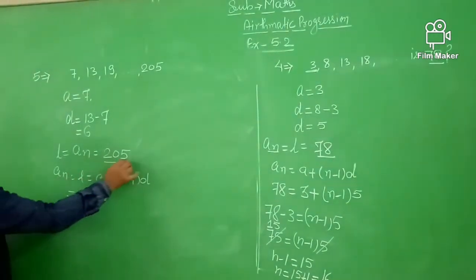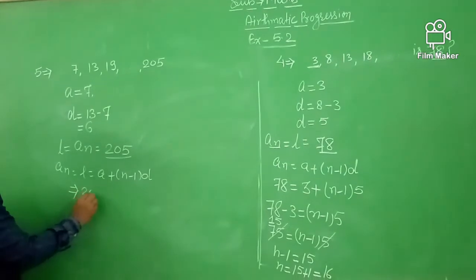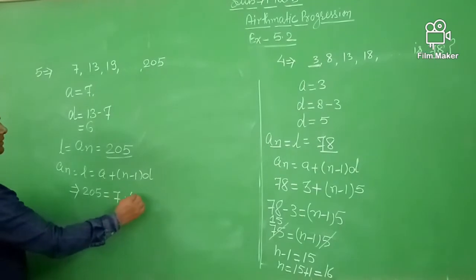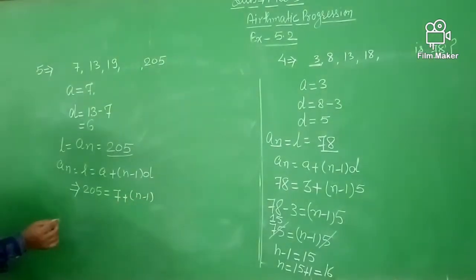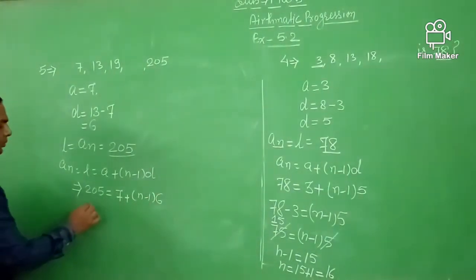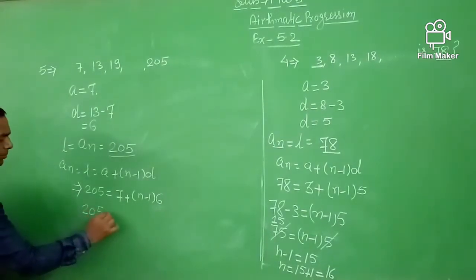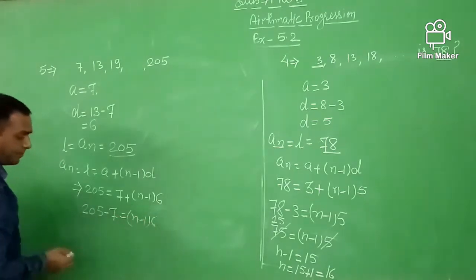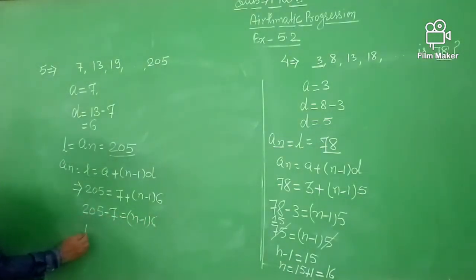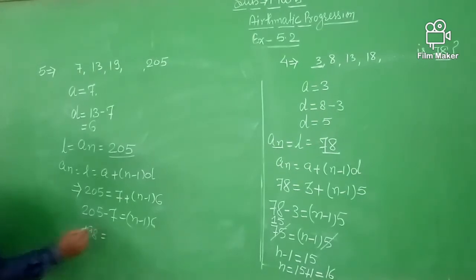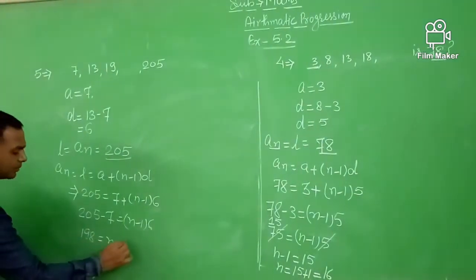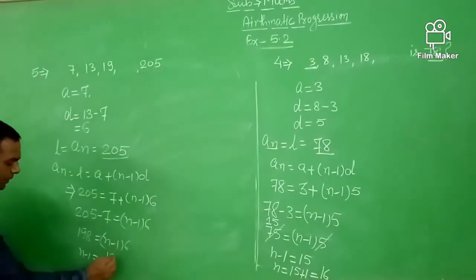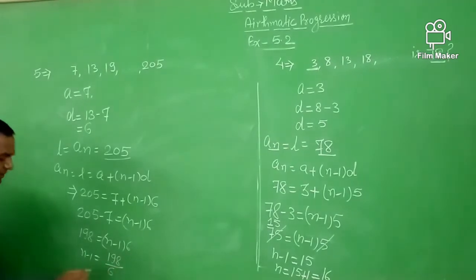The last term is given, that is 205. So 205 is equal to a, the first term, which is 7, plus n minus 1 and d is equal to 6. So 205 minus 7 is equal to n minus 1 into 6. It means 198 is equal to n minus 1 into 6. Either n minus 1 is equal to 198 divided by 6.